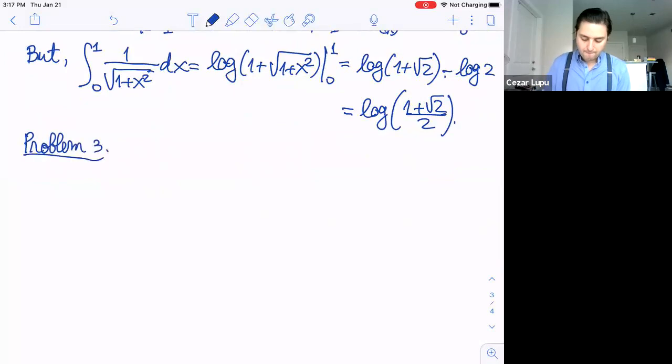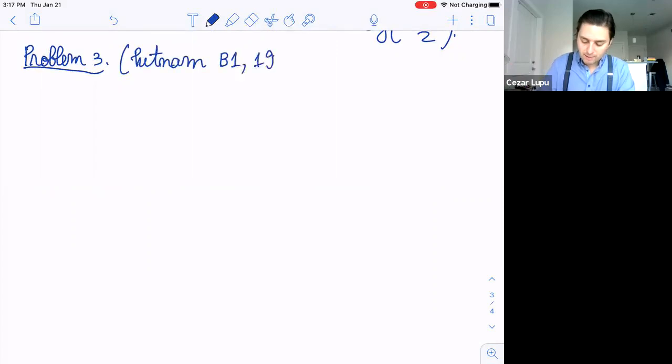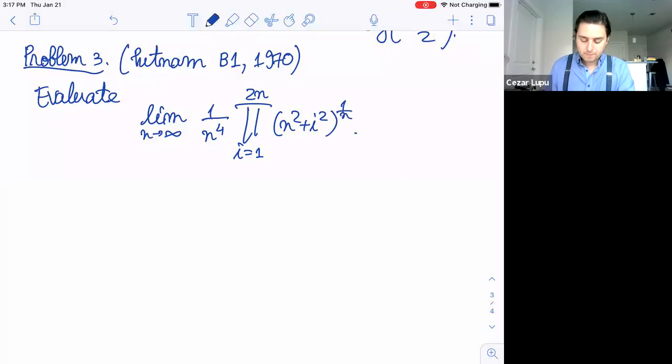Now let's see another problem, which is of similar flavor. Problem 3, which is a Putnam, a more recent one, but still very old, Putnam B1 in 1970. Again, evaluate the limit as n approaches infinity of 1 over n to the 4th times the product from i equals 1 to 2n of n squared plus i squared, everything to the power 1 over n.